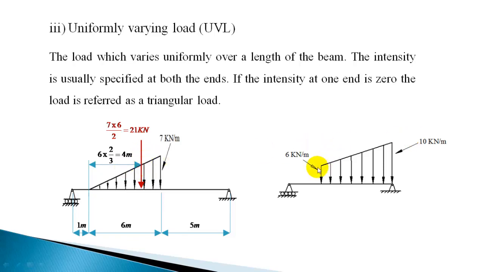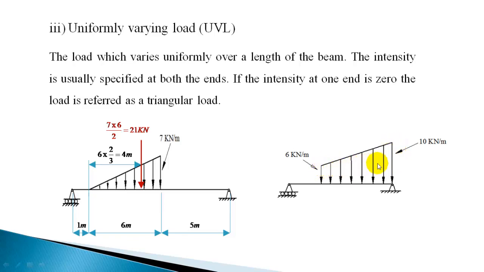In case of a load varying like this, you can split it into a UDL and a triangular load. For the UDL, you can calculate the intensity. The UDL is going to be like this, 6 kilonewton per meter, and the remaining will be 4 kilonewton per meter.